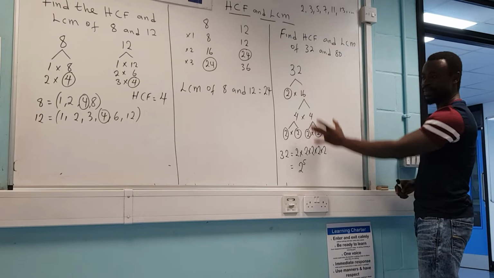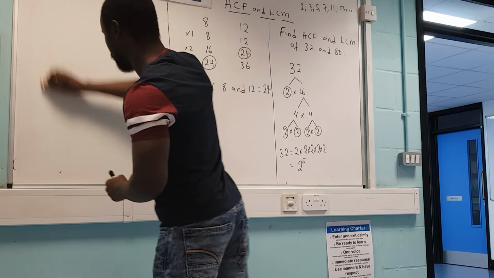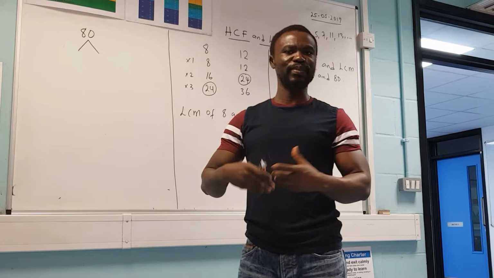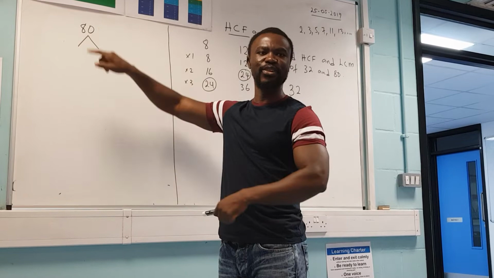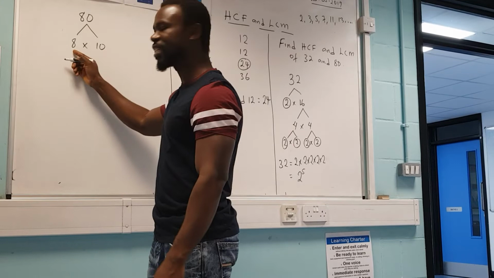I'm going to do this same thing for the number 80. So I'm going to clean this side and then we do the same thing for the number 80. Remember, we're only interested in prime numbers. So let's start with 80. You can use any number, but I know the easiest times table is my 10 times table. Any number times 10 ends up with 0 at the end of your answer. So for 80, I'll use 8 times 10. Remember, you can start from any numbers with the exception of 1 and we still end up with the same answer. 8 is not a prime number, so let's break it down again.